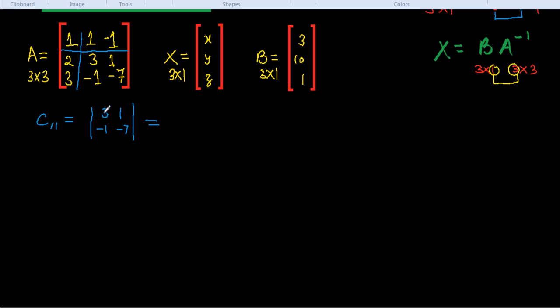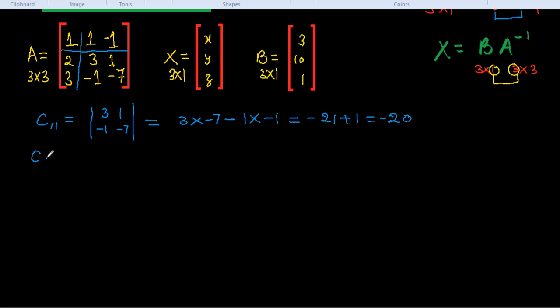So we get this is the diagonal. The elements of the diagonal are 3 and minus 7. So we get the product of the elements of the diagonal, 3 into minus 7, and subtract the product of the off diagonal elements. The off diagonal elements are 1 and minus 1. We get the product of these, 1 into minus 1, and subtract this from the main diagonal product. So we get here minus 21, and minus into minus plus, it is 1. So we get minus 20. So minus 20 is C11.